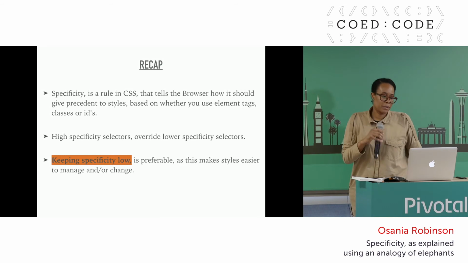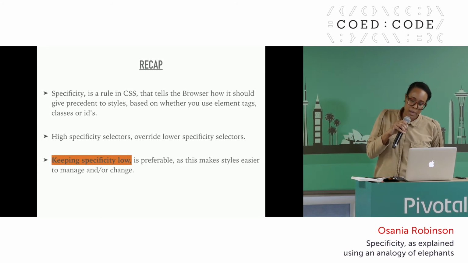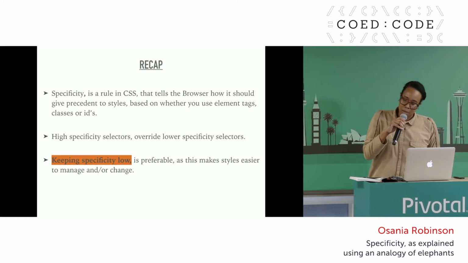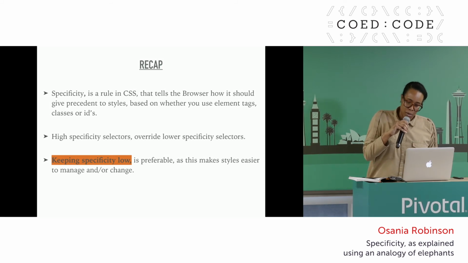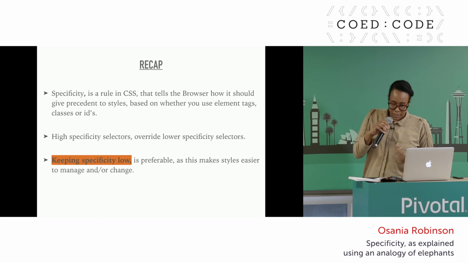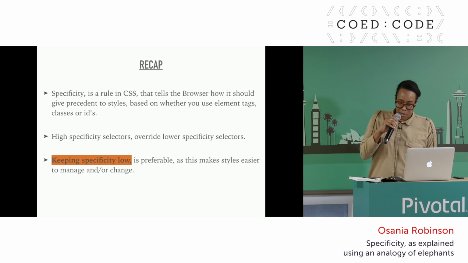So to recap, specificity is a rule in CSS that tells the browser how it should give precedence to styles based on whether you use element tags, classes, or IDs. High specificity selectors will override lower specificity selectors, and keeping specificity low is preferable as this makes styles easier to manage and change.